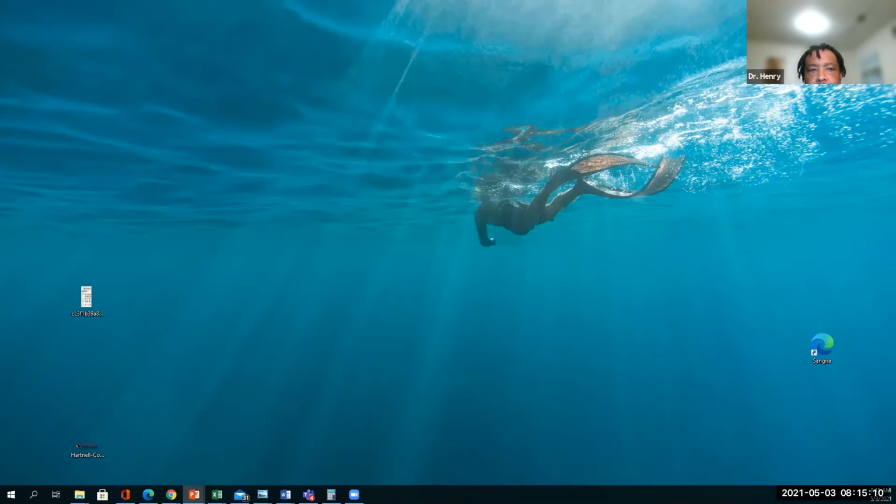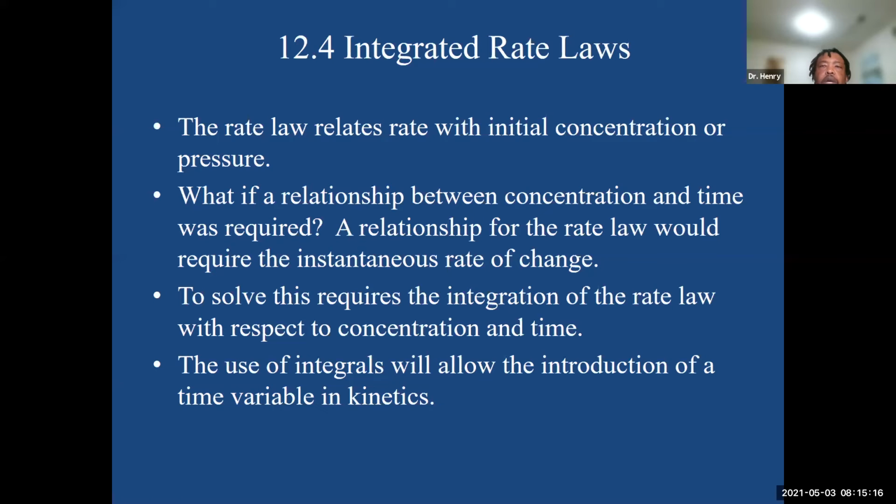Okay, so there's also the integrated rate law as well. The rate law basically can be integrated. Think about it: we have rate equals delta concentration over delta T. How many of you guys have taken calculus already?